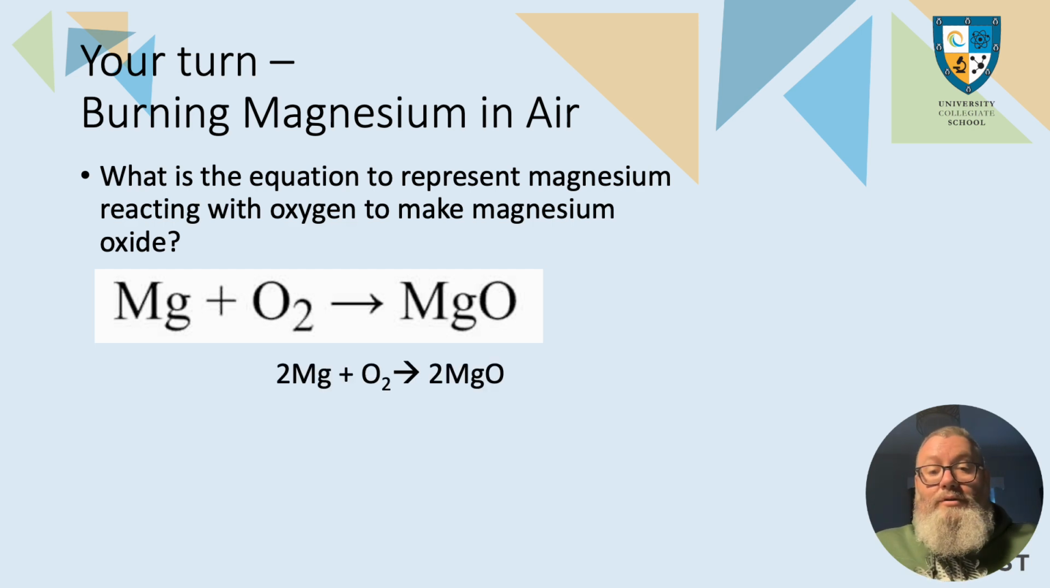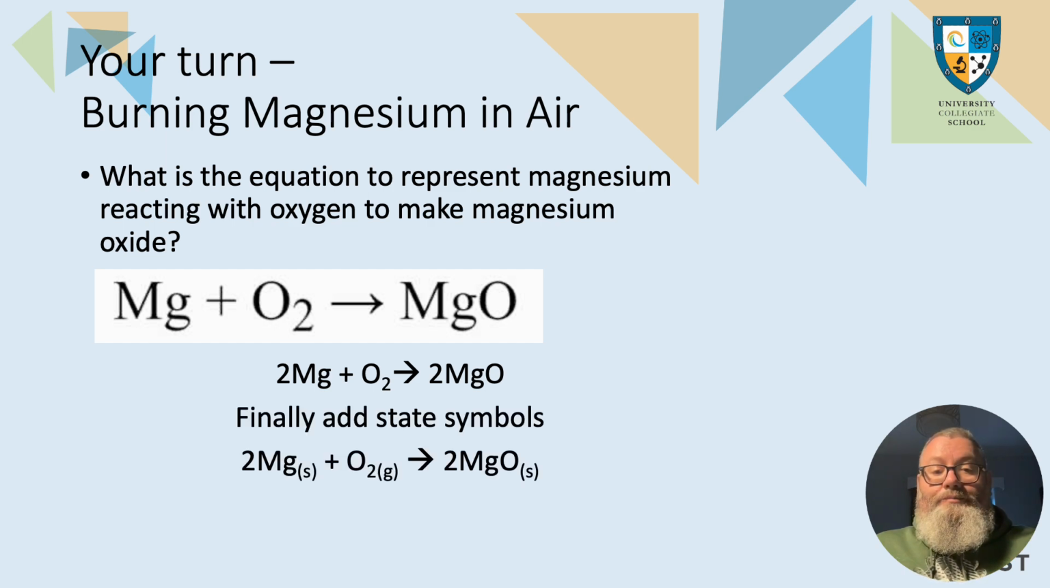We need to add state symbols to this, and we need to balance it. So if you've managed to balance it, then great. This is the balanced equation: 2Mg plus O2 goes to 2MgO. So that means 2 atoms of magnesium react with 2 atoms of oxygen that previously were bonded together to make 2 lots of magnesium oxide. We can then add the state symbols. We've got a solid and a gas producing a solid.